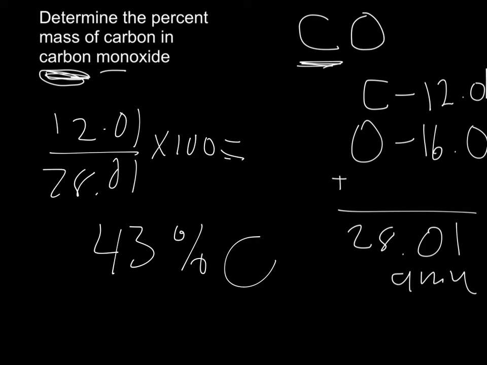So if I multiply that by 100, it will give me, if I round it off, 43% of this is carbon. So that means that 43% of the mass of carbon monoxide is carbon, which means the other 57% is contributed by the oxygen, which makes sense because the 16 is slightly more than the 12. So it's going to contribute a little bit more to the overall total. And that's it. That's as simple as it gets.